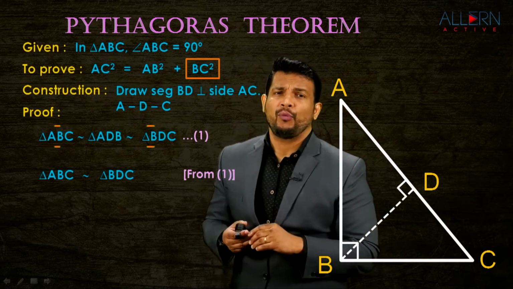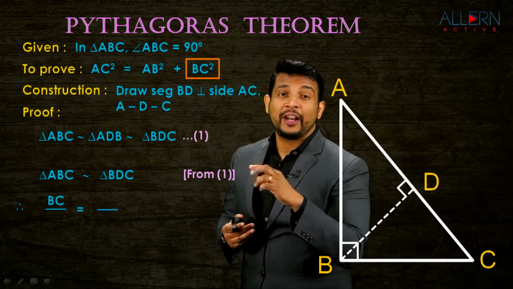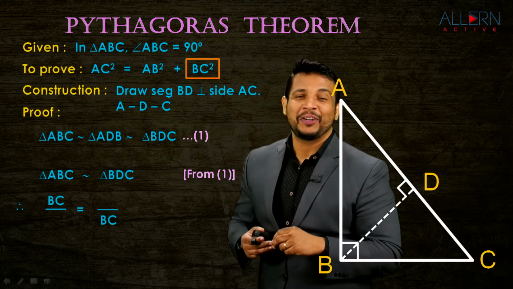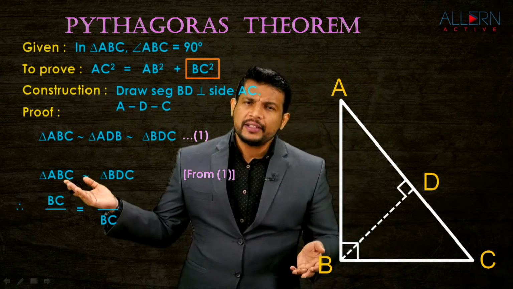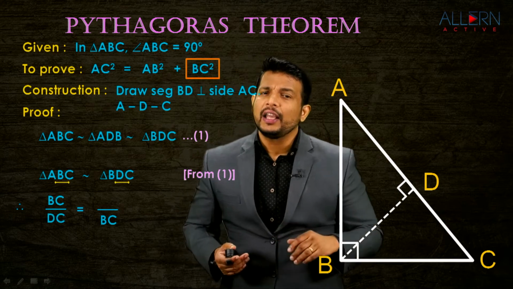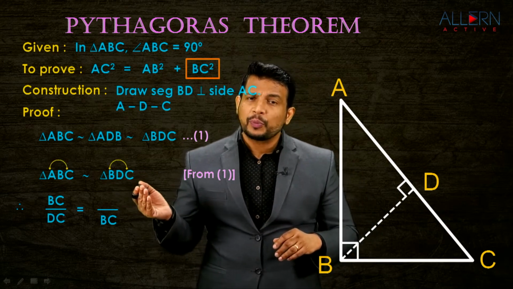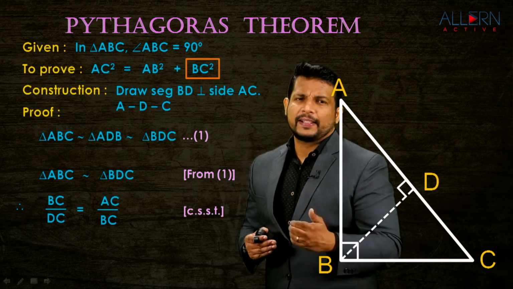From where? It is from 1. Now we're going to pick up ratios, and in those ratios we write BC in the numerator and BC in the denominator. Now pick up the corresponding sides. For BC, what's the corresponding side? It is DC. Beautiful, we wrote that. And for this BC, what is the corresponding side? The corresponding is AC, so we write that. Wasn't that easy? The reason is CSST.